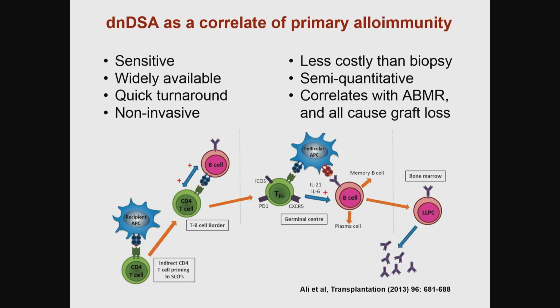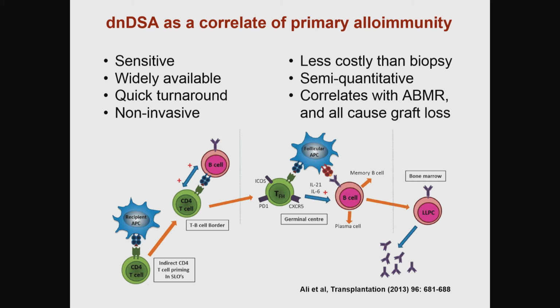So why could we use DSA monitoring? Well, as I mentioned, it's a highly sensitive assay. Some would argue it's even too sensitive, and we're finding antibodies that we're not sure what to do with. It's widely available, it has a quick turnaround time, it's non-invasive, it's certainly less costly than biopsies, and it's semi-quantitative. But probably most importantly, it correlates with hard outcomes like antibody-mediated rejection and all-cause graft loss.